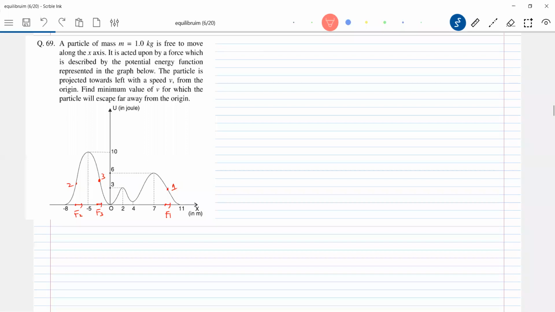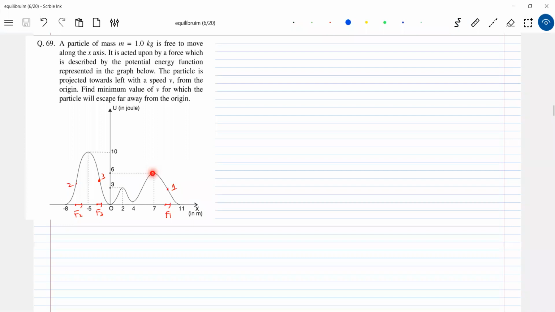Somehow if it can reach 1, it's okay, no? Once it crosses this particular point, you see that, afterwards how will the force be acting? It will move away from the origin. Here, so what is the problem?